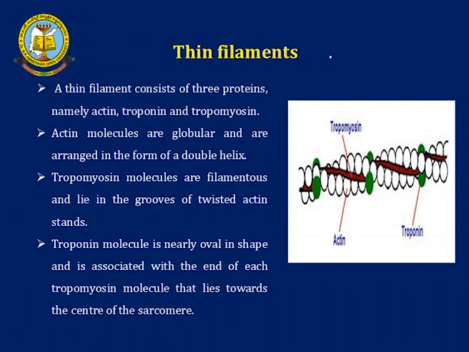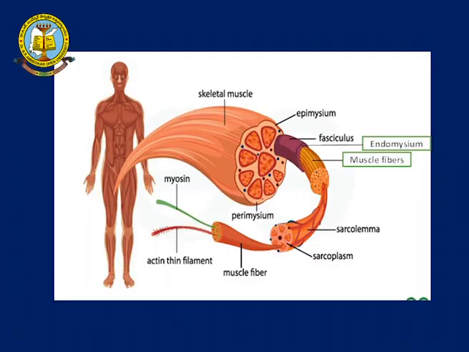Tropomyosin molecules are filamentous and they lie in the grooves of the twisted actin strands. We can view that in the picture. The troponin molecule is nearly oval in shape and is associated with the end of each tropomyosin molecule that lies towards the center of the sarcomere. This is how we can explain the skeletal muscle structure.